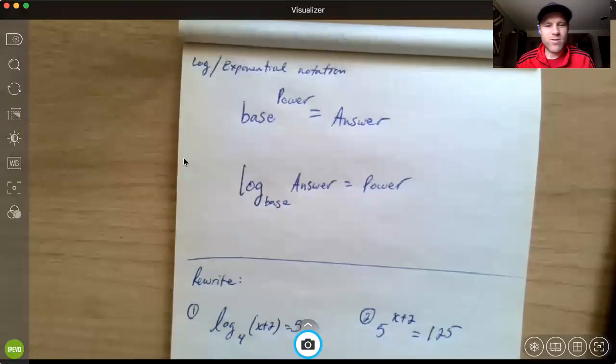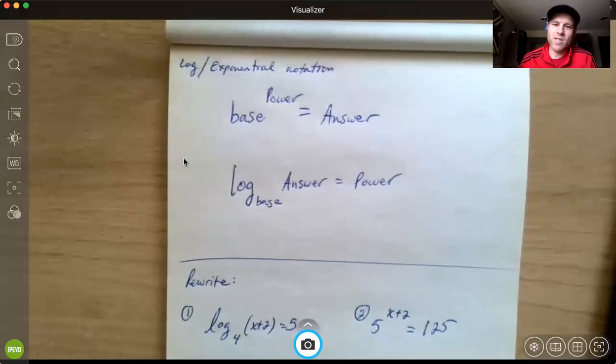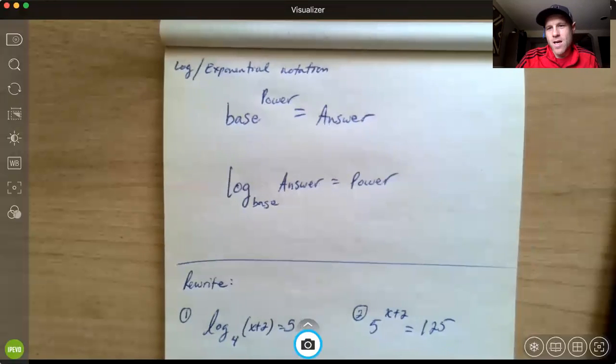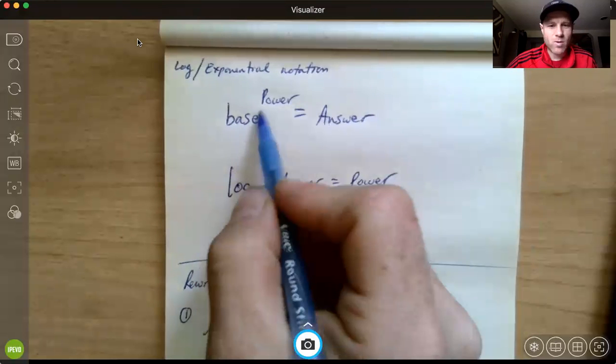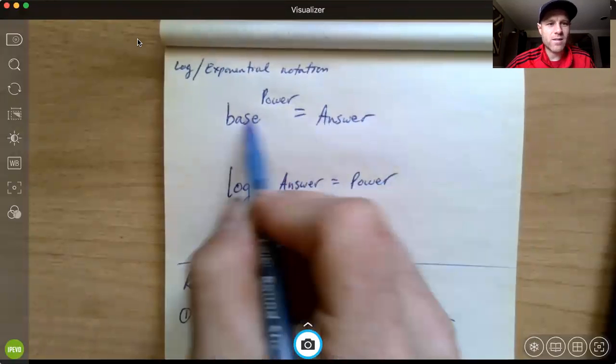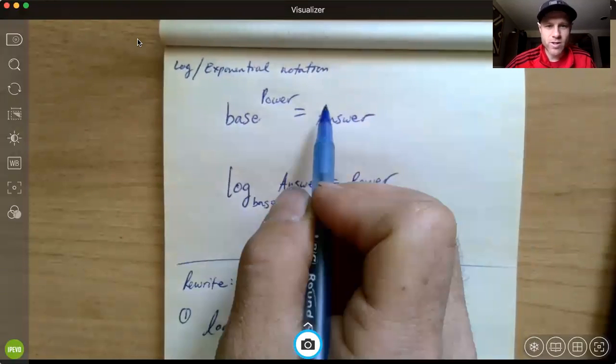So this first notation I have up here should be familiar to you. It's how you can go from an exponential expression or equation into a log equation. And so you have to remember what I would always say is kind of like the backwards C. Base to a power is the answer. This is the typical exponential way that we write exponential equations.